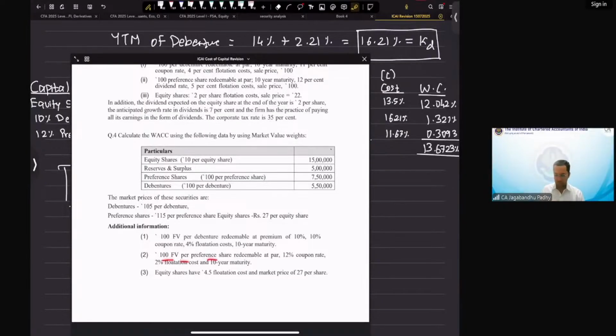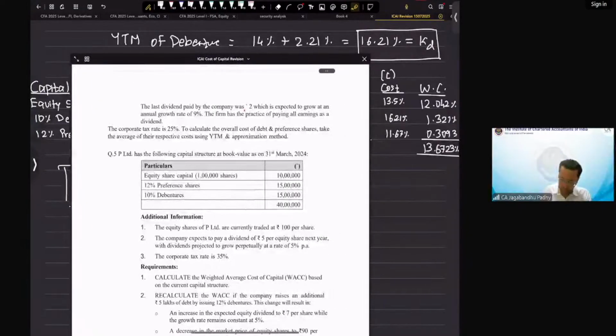Then 100 face value per preference share, we have 12% coupon rate, 2% flotation cost, and 10-year maturity. Again, flotation cost. Equity share is having a 4.5 rupee flotation cost, and market price is 27. So here, when you're calculating the cost of equity, since market price is given and the last dividend is paid, annual growth rate was also given.